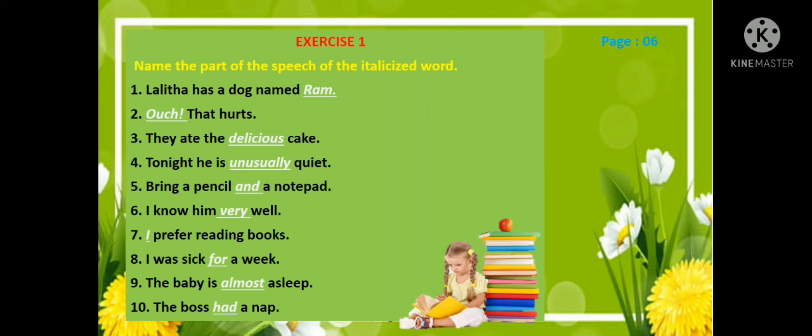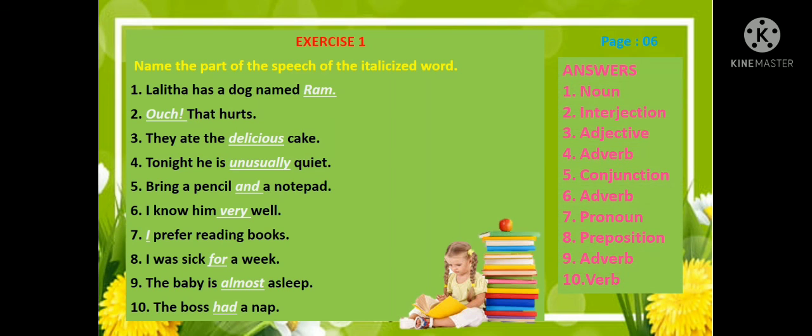They ate the delicious cake. Delicious is an adjective. Tonight he is unusually quiet. Unusually is an adverb. Bring a pencil and a notepad. And is a conjunction. I know him very well. Very is an adverb.